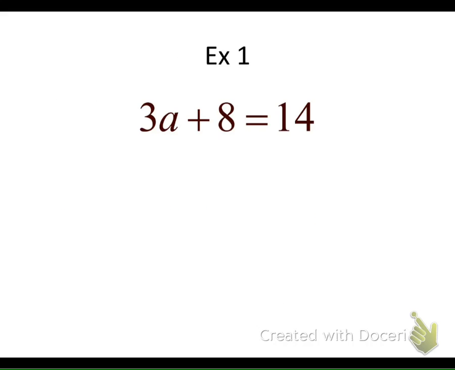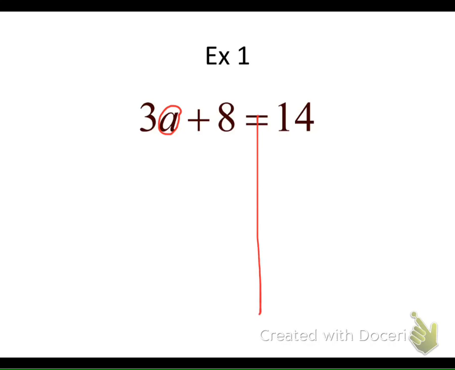Inverse. All right, let's go ahead and take a look at example number 1. Let's write that down. We have 3a plus 8 equals 14. Now, I know that this is going to be a two-step equation because it has more than one number on the left side of my equal sign with my variable. So I'm going to circle my variable and draw my line of equality.